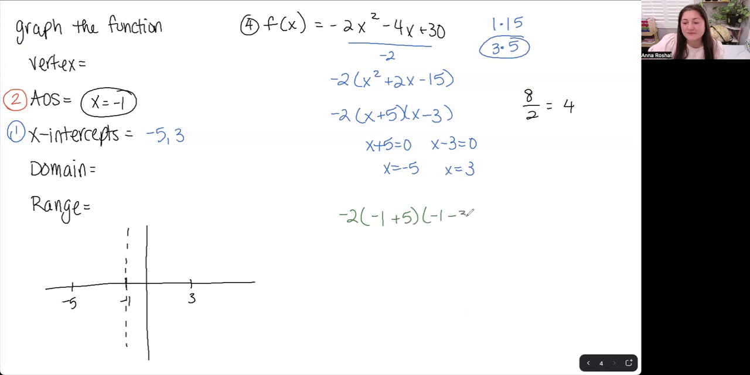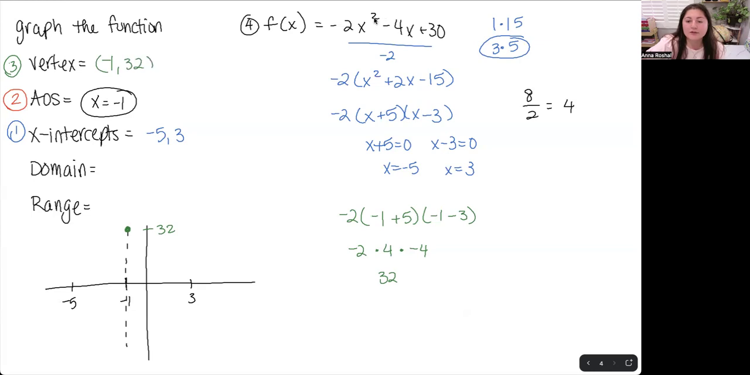And then I've got -1 minus 3. So I'm going to end up with -2 times 4 times -4. I know the two negatives will cancel out and become a positive. 4 times 4 is 16 times 2 is 32. So I'm going to put 32 up here. I know that it's not quite exactly evenly spaced, but on your end, you're going to want to make it as evenly spaced as possible. So number 3 is my vertex, and my vertex is -1, positive 32.